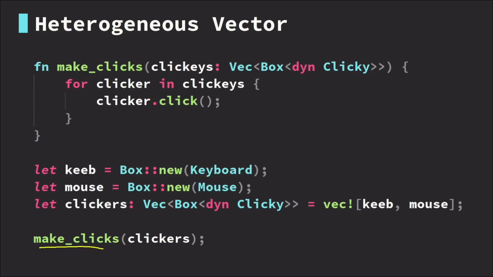We then call the make clicks function with the vector. It's going to go up here. And now we can iterate through it. So we have for clicker in clickies. And then we're going to call the click function on each trait object. So when this prints out, we're going to get click, clack, and then click. So the click-clack will be for the keyboard, and then the click will be for the mouse.